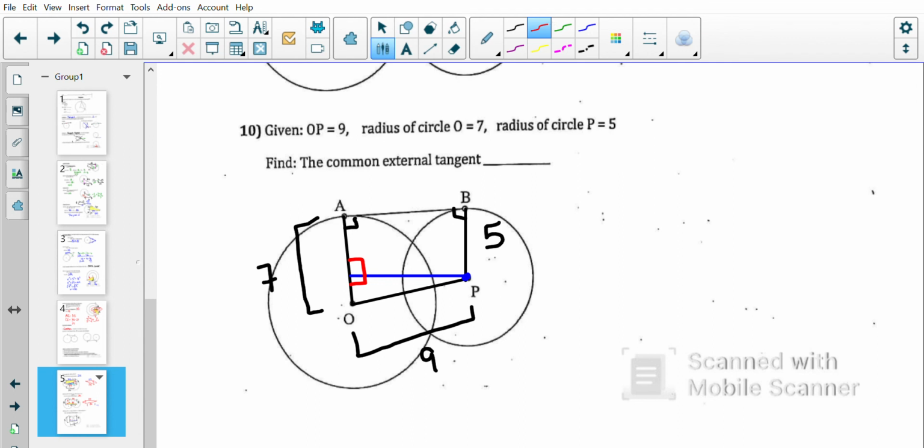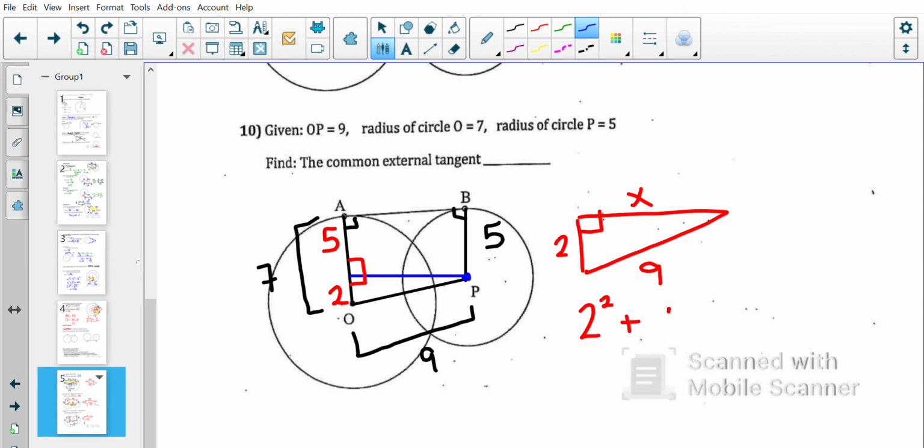In a rectangle, opposite sides are congruent. So if that's 5, then that's 5. And this will be 2. Unfortunately, we have a right triangle, but it is not a triple. So frustrating when it's not a triple. And we can't even reduce this. So we're going to go ahead and do the Pythagorean theorem.